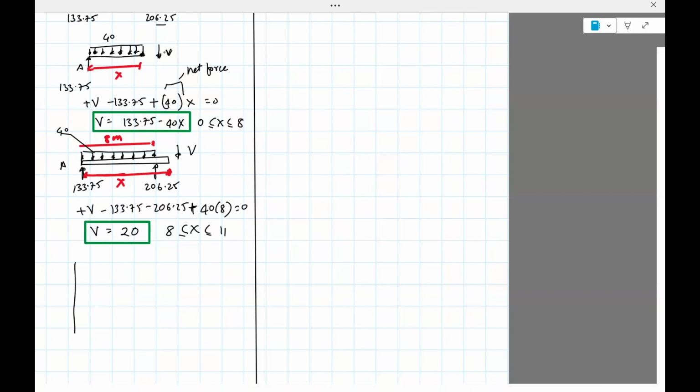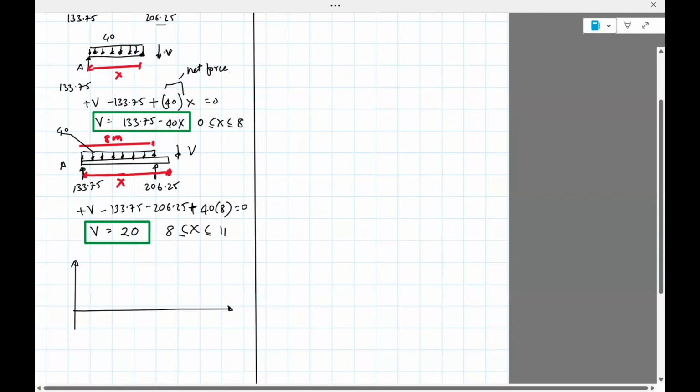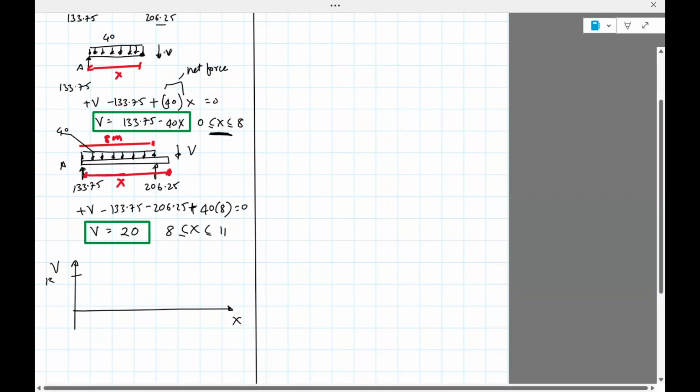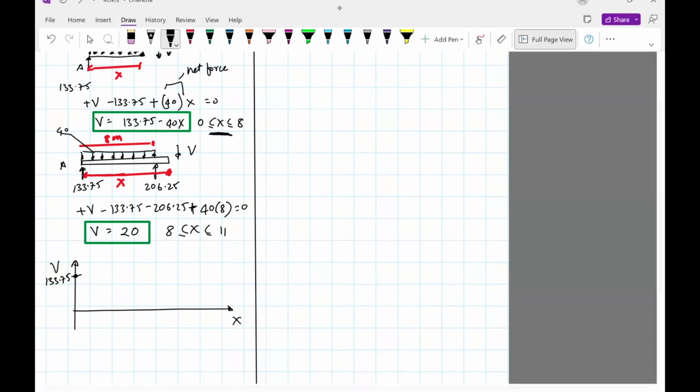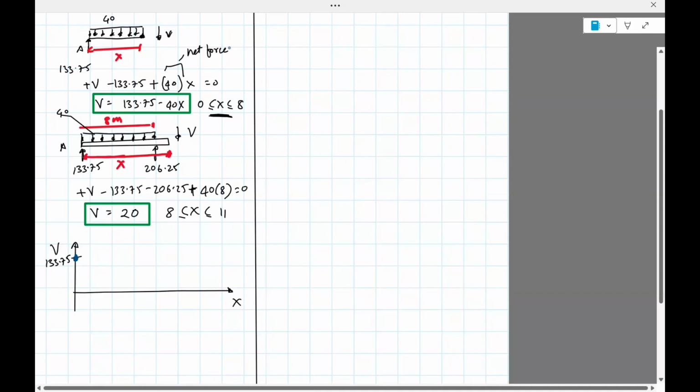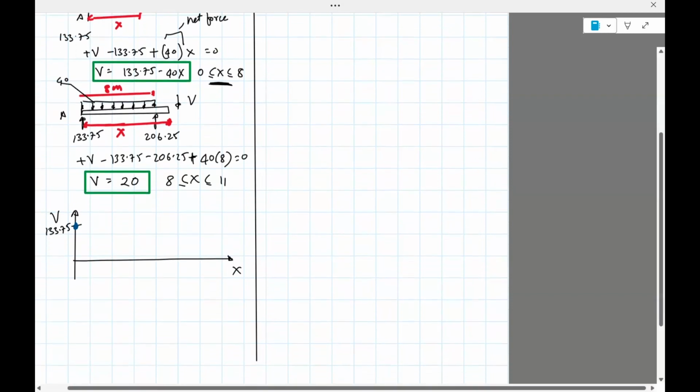So here is the shear force diagram. V is a function of x. We need to put some values here. Let's put x equals 0, which is the point A. So we have V equals 133.75, so it starts off at 133.75. That's one point. Now, when you put x equals 8, we have 133.75 minus 40 times 8, so minus 320.